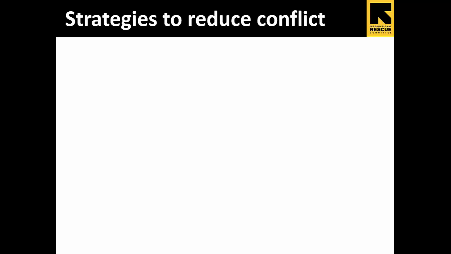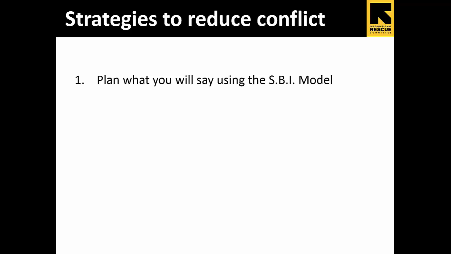Strategy 1. Plan what you will say using the SBI model. One of the main reasons feedback conversations fail is because managers fail to prepare, and they fail to describe the behavior and impact using objective, non-judgmental language. Preparation and objectivity will help you facilitate a productive feedback conversation.